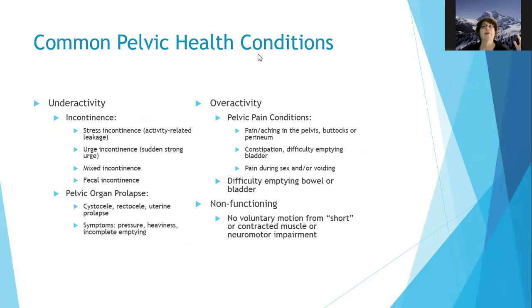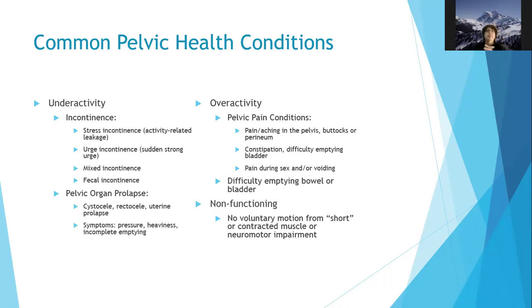So, common pelvic health conditions that you'll see, and we'll talk a little more in detail about some of these. Usually it's either underactivity or overactivity. Either the pelvic floor is underactive, it's weak or something's going wrong with it, or it's overactive, it's too tight and it's not relaxing like it needs to. The third thing is it's non-functioning. So we'll talk about that as well.